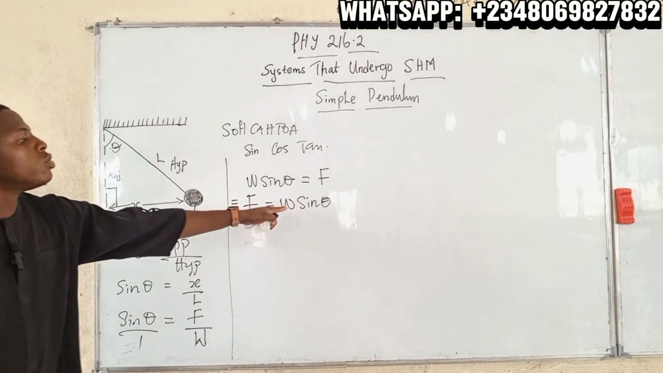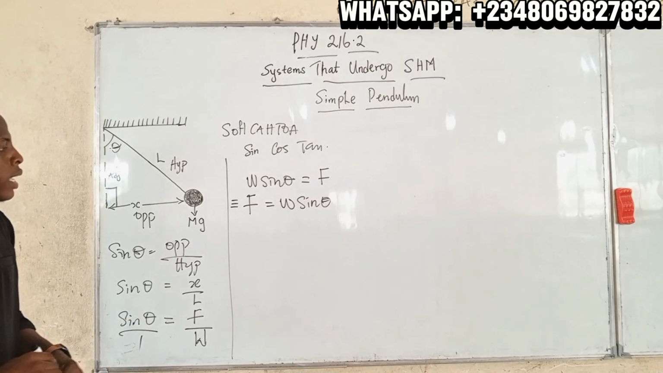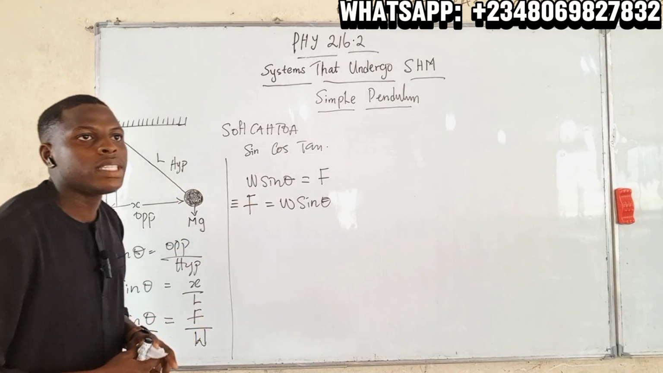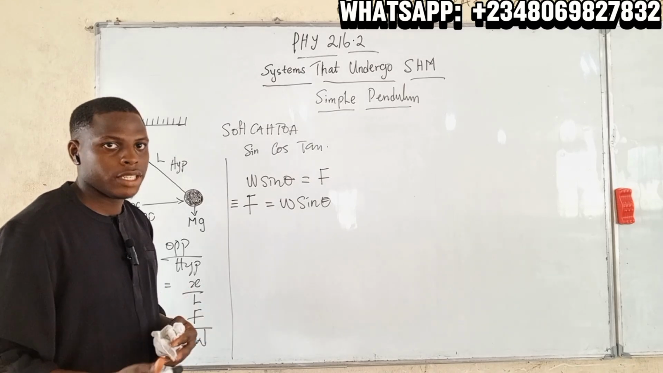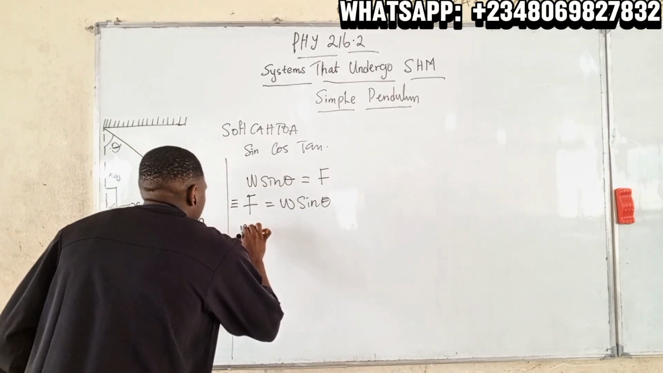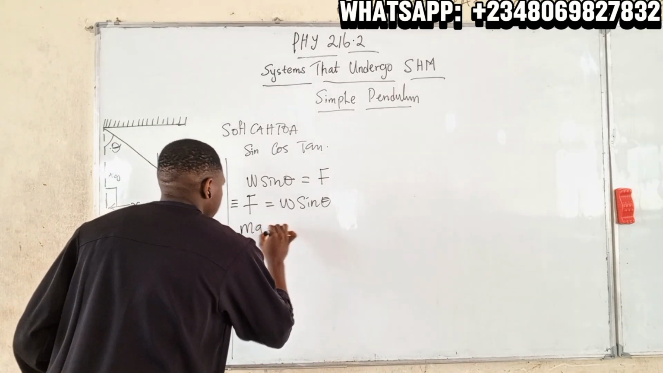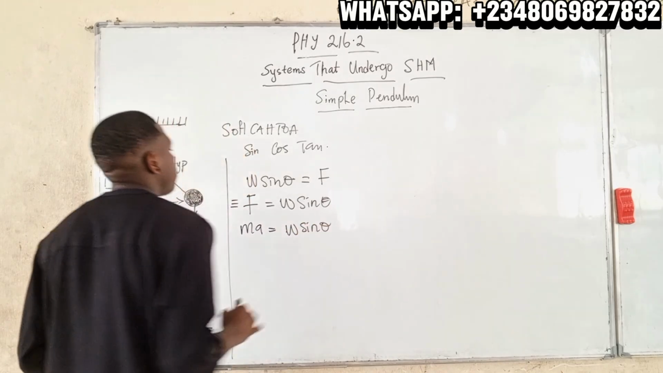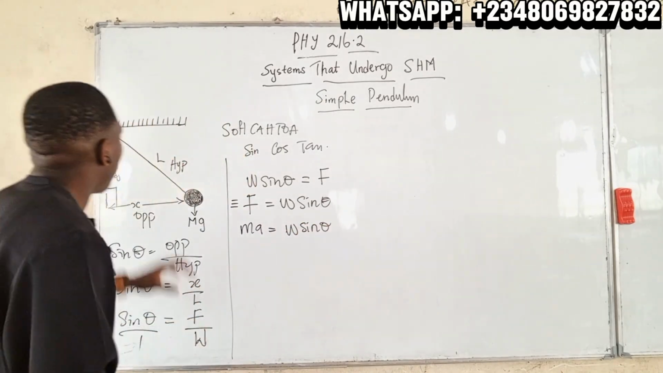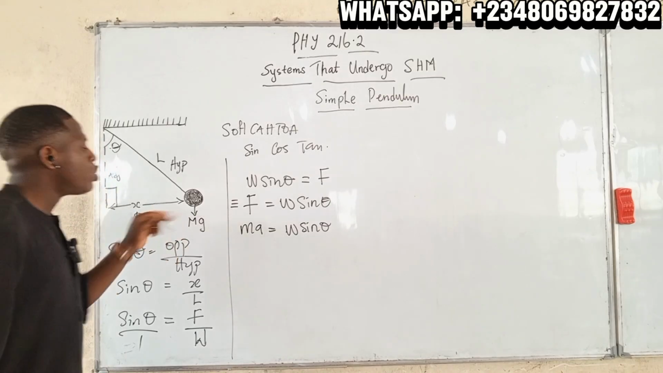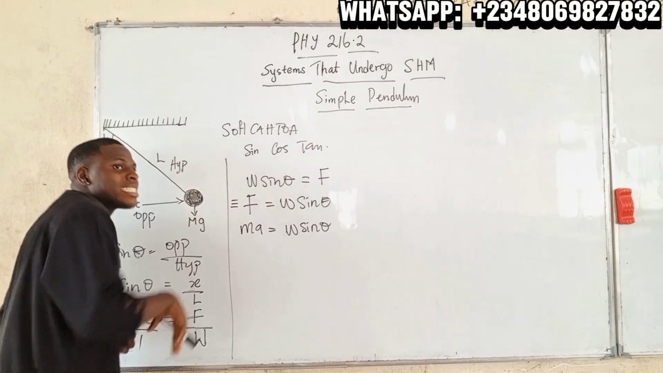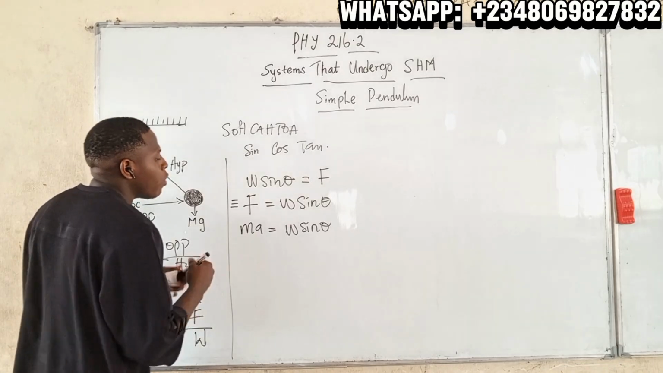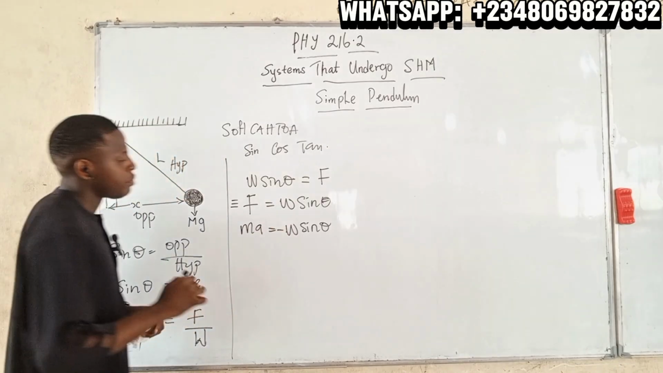F is equal to W sine theta. Remember, I told you that your force is the same thing as the product of mass and acceleration. So basically, MA is equal to W sine theta. Recall, from what we have here, we saw that the pendulum is acting downward, so we have a negative sign here.